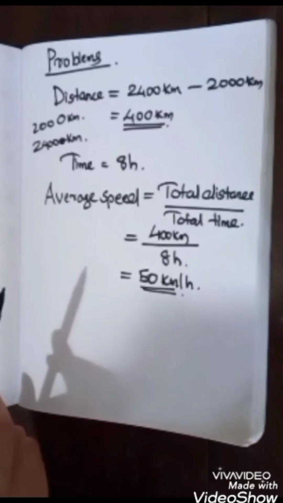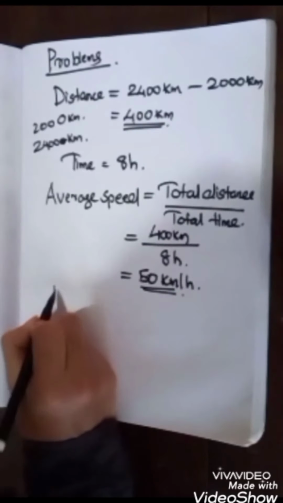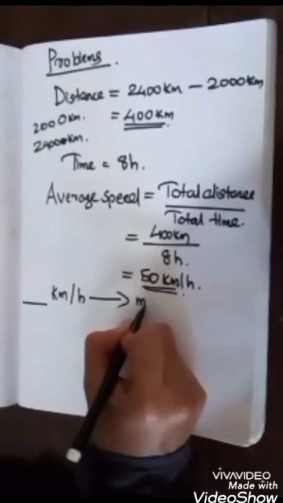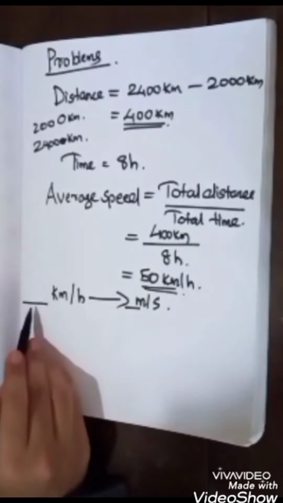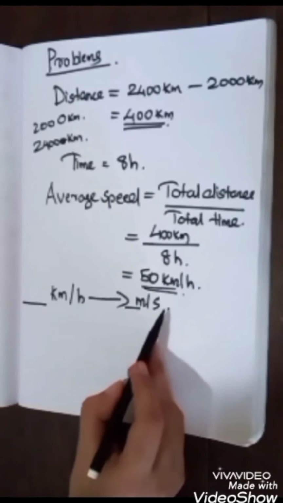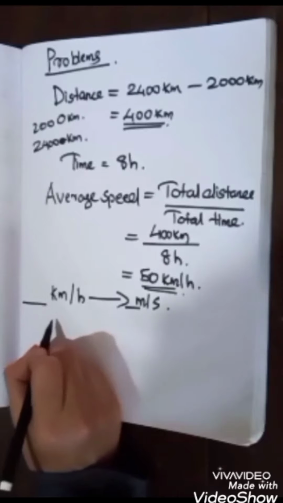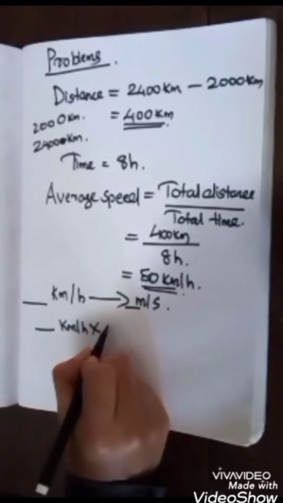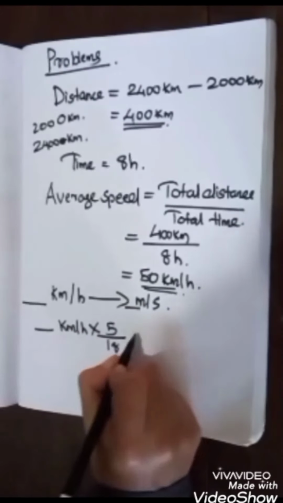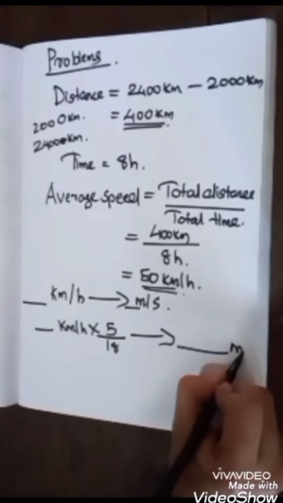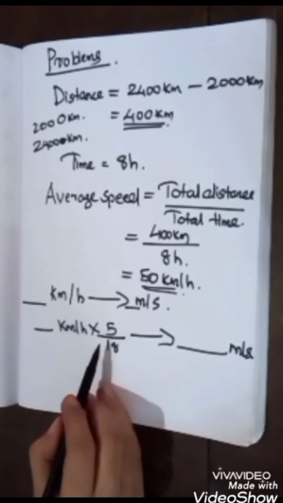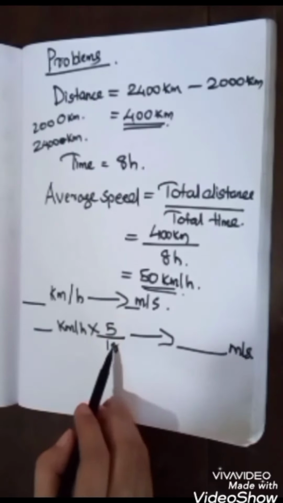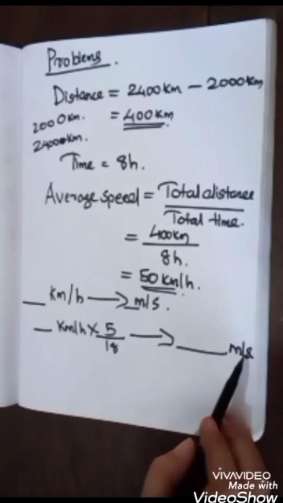In order to convert an answer in kilometer per hour to meter per second, which is an important point, we have to multiply the answer in kilometer per hour by 5 by 18. Then we will get the answer in meter per second.